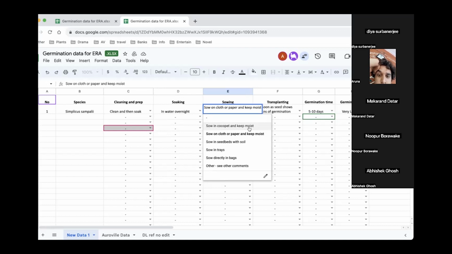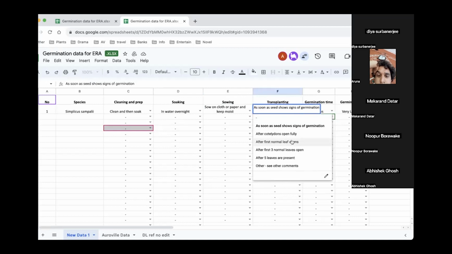And then do you do it in seed beds or trays? Also directly in the bag. Some of the larger seeds that we know for sure have a high germination rate, we just put straight in bags so that we avoid any damage to the roots during transplanting.